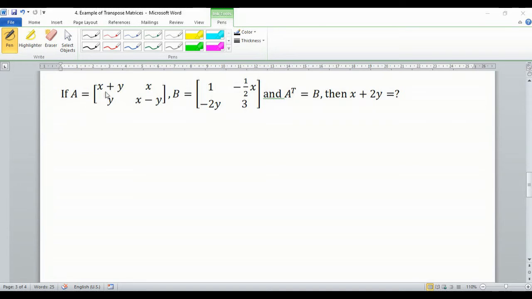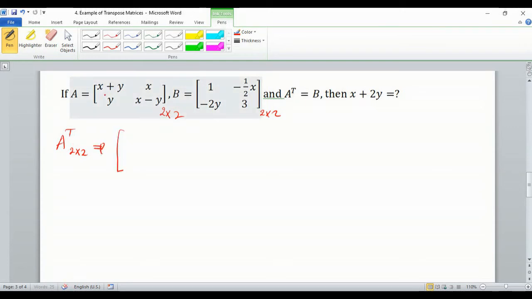If A equals x plus y, x minus y, and then B equals 1, minus a half, x minus 2y, 3, and A power t is equal to B, you need to find x plus 2y. So from here, we know that this dimension is 2 by 2, and this is also 2 by 2. So A transpose will have the result 2 by 2, right? So A transpose is equal to, we want to change from row to column, or horizontal to vertical: x plus y, x, and then y, x minus y.